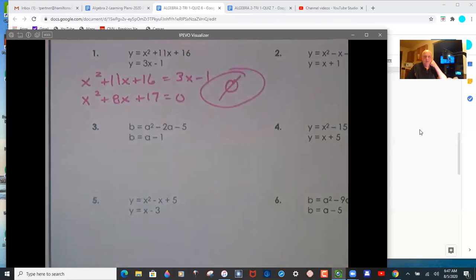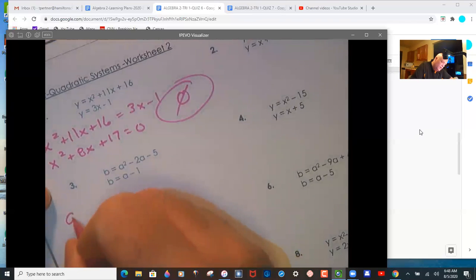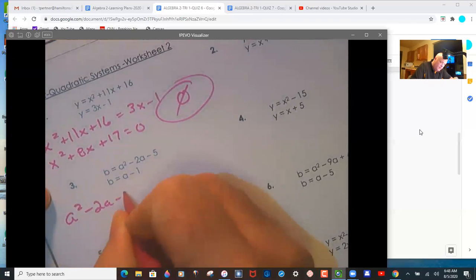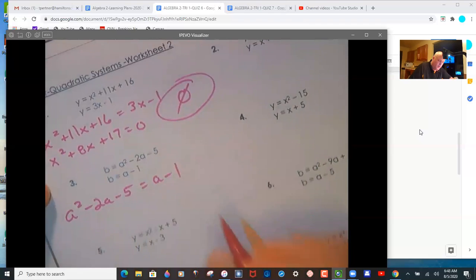Meaning that if you looked at the graph, there would be no points of intersection. So it's very important you understand and you relate that to this. So I don't see any of them with one solution, so we'll just do another one here that has 2 solutions. So a squared minus 2a minus 5 equals a minus 1.